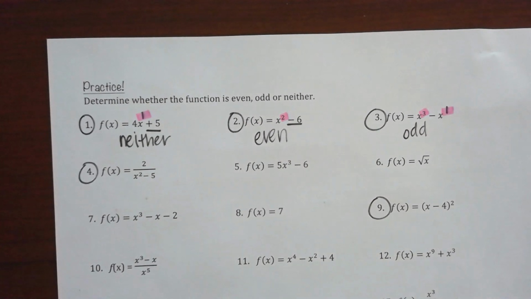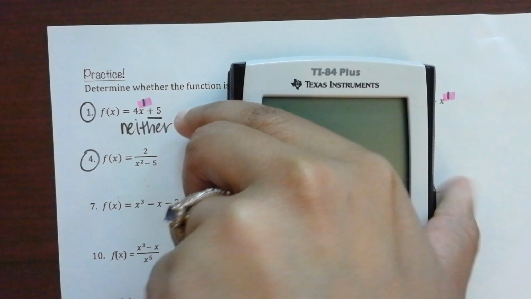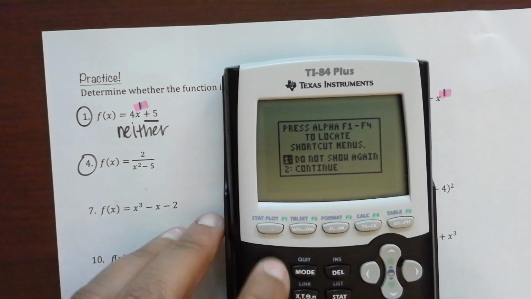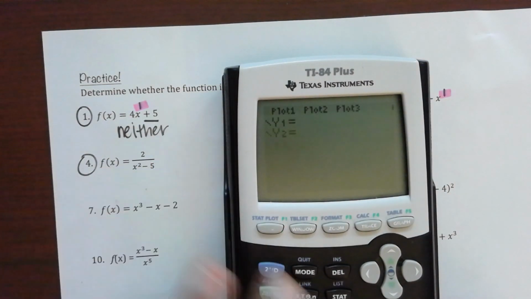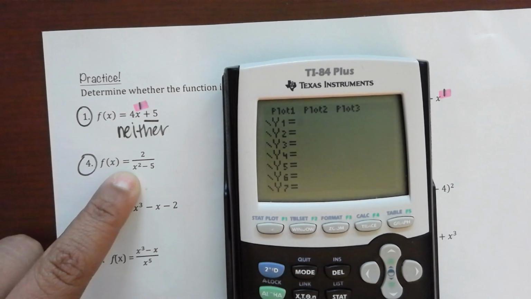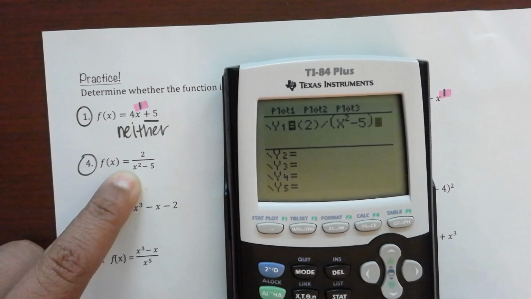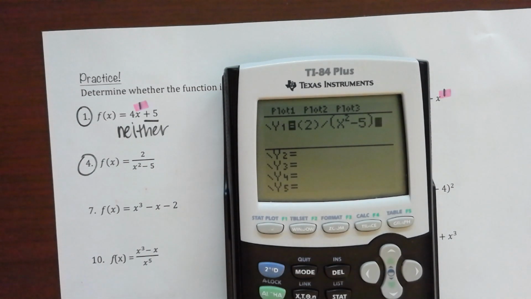So let's do that. I'm going to type mine in the old-fashioned way with parentheses. That way I'm not confusing you too much with too many methods. So I'm going to put parentheses 2 divided by parentheses x squared minus 5. Close parentheses. I know which people typed this in because they were right on the money with the graph. Everybody have this?